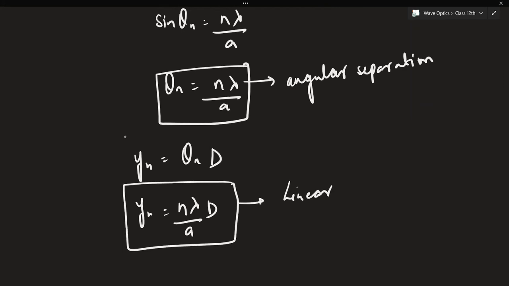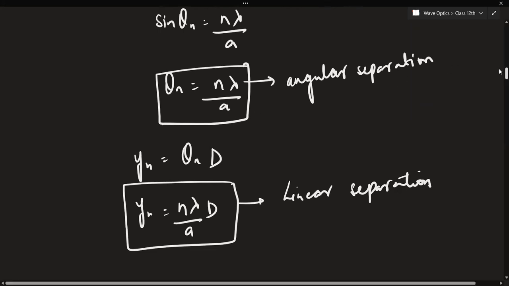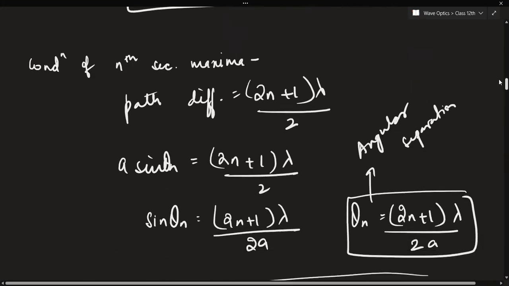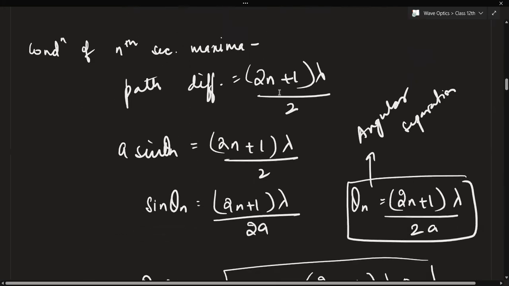So class, pay attention in the exam when it is asking you to calculate the separation. It can be linear and angular both in diffraction. Same thing if you want to write it for secondary maxima, just the difference will arise in 2n plus 1 lambda by 2. So theta n will be 2n plus 1 lambda by 2a. Here it will be 2n plus 1, not minus 1.